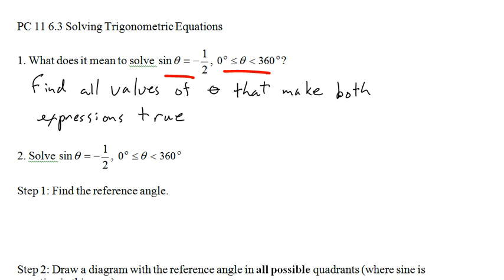So I'm going to use alpha to represent my reference angle. So I'll have sine alpha equals the absolute value of -1/2, which means that sine alpha will equal 1/2, which means alpha is going to equal 30 degrees. We could get that 30 degrees either from our special triangle or from our calculator. Obviously, in this case, calculator is easier.